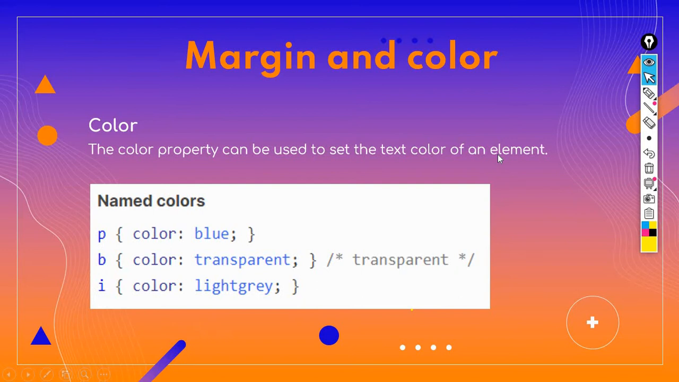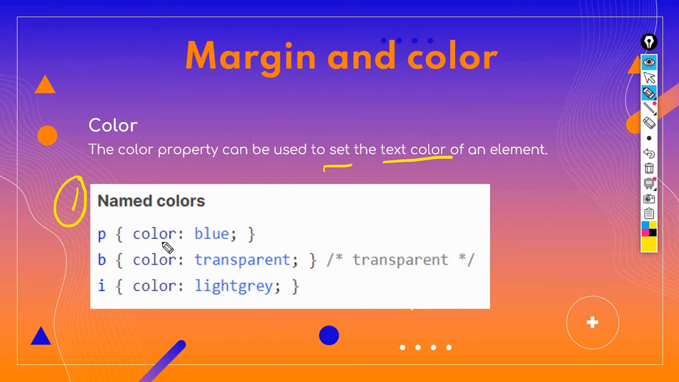The color property can be used to set the text color of an element. So there are several possible formats for the value. So first is the named color. So this is the first way to format the value.